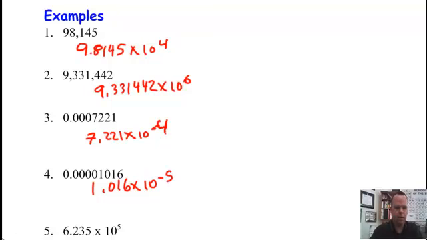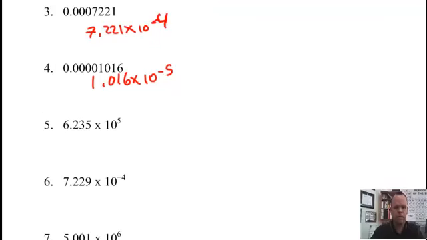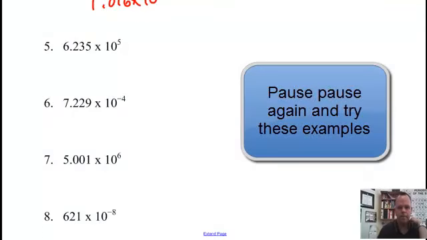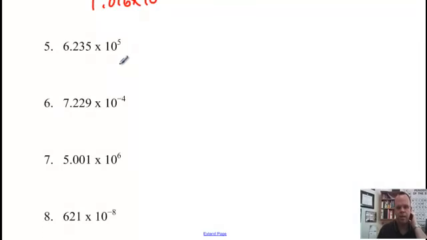Now if we scroll down, we have a couple more examples. Once again, you can pause the video at this point. Make sure that you understand what we are doing, try it yourself, and then press play again and see if you got the right answers. Now that you've pressed play again and that you're ready to go through these problems, in this case we're taking the number from scientific notation to standard notation.